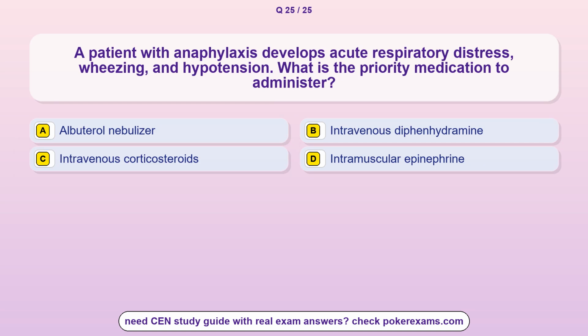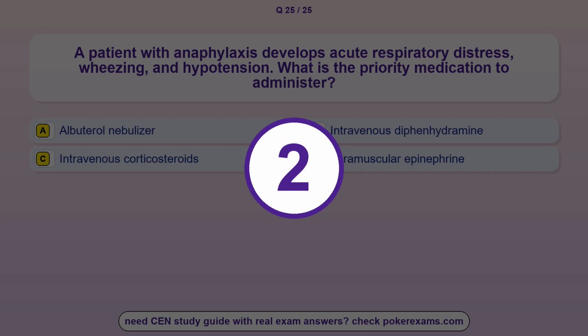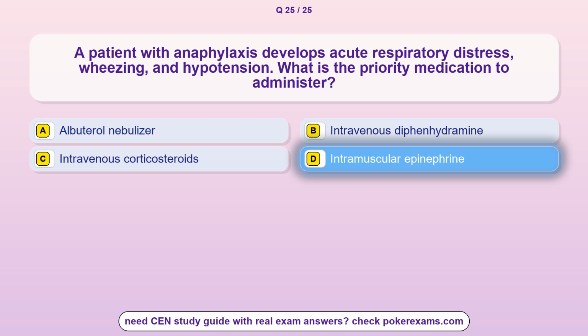Question 25. A patient with anaphylaxis develops acute respiratory distress, wheezing, and hypotension. What is the priority medication to administer? Option A, albuterol nebulizer. Option B, intravenous diphenhydramine. Option C, intravenous corticosteroids. Option D, intramuscular epinephrine. The correct answer is option D, intramuscular epinephrine.